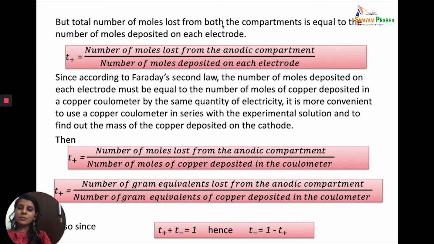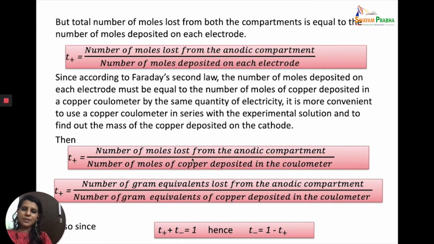But the total number of moles lost from both the compartments is equal to the number of moles deposited on each electrode. So whatever loss happened from both the compartments is equal to the number of moles deposited on each electrode. So number of moles lost from the anodic compartment upon number of moles deposited on each electrode will give you the transport number. Now since according to Faraday's second law, the number of moles deposited on each electrode must be equal to the number of moles of copper deposited in a copper coulometer by the same quantity of electricity, it is more convenient to use a copper coulometer in series with the experimental solution and to find out the mass of the copper deposited on the cathode.